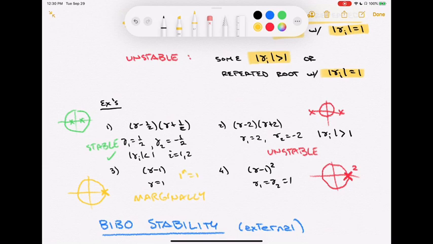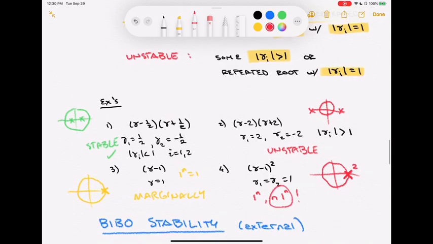Neither grows nor decays. If I come over here to case number 4, where I've got gamma 1 equaling gamma 2 equaling 1, I'm going to have gamma 1 to the n, that's like a 1 to the n. But I'm also going to have an n times 1 to the n, which is like an n. That guy grows. And that kills this thing as far as stability. So this is also unstable. I have a repeated root on the unit circle. So just a few cases.